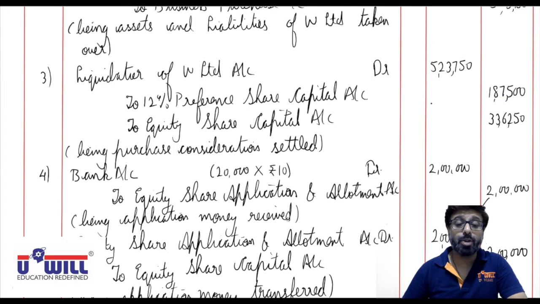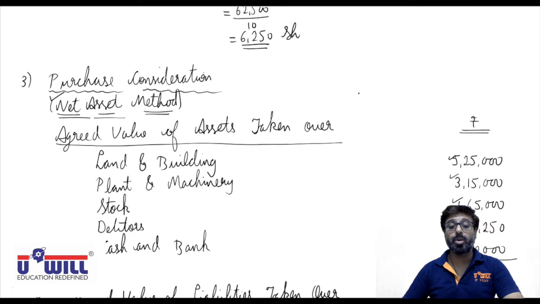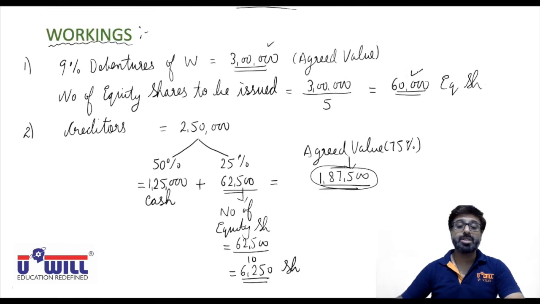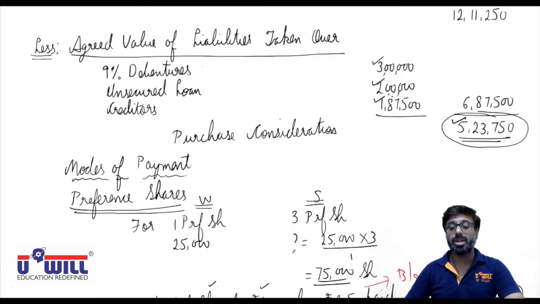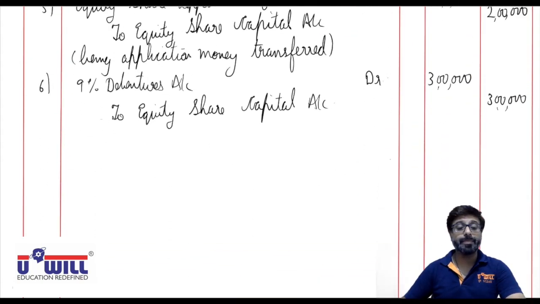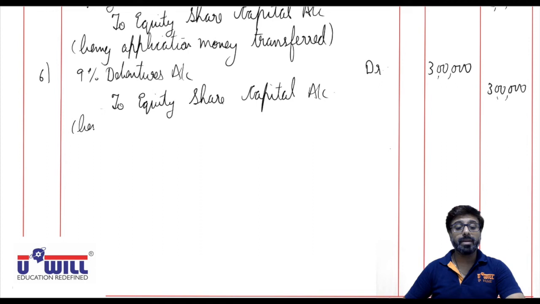Okay, what we have given to them is, as you can see even in working note 1, 60,000 equity shares of 10 each but 5 paid up. So 60,000 equity shares are given to equity share capital 3 lakhs, being equity shares given to debenture holders.